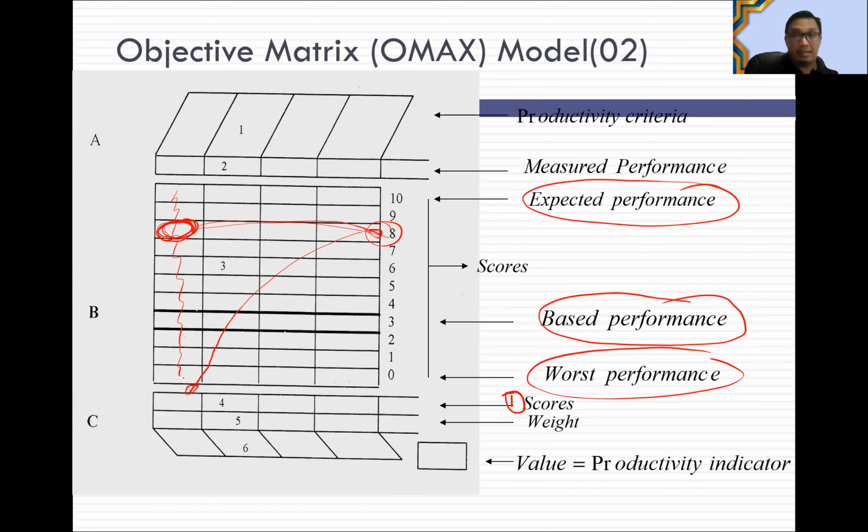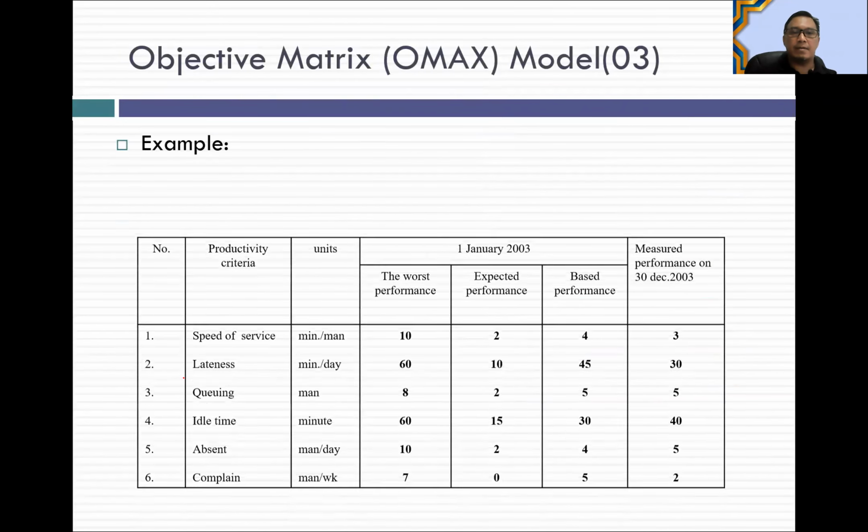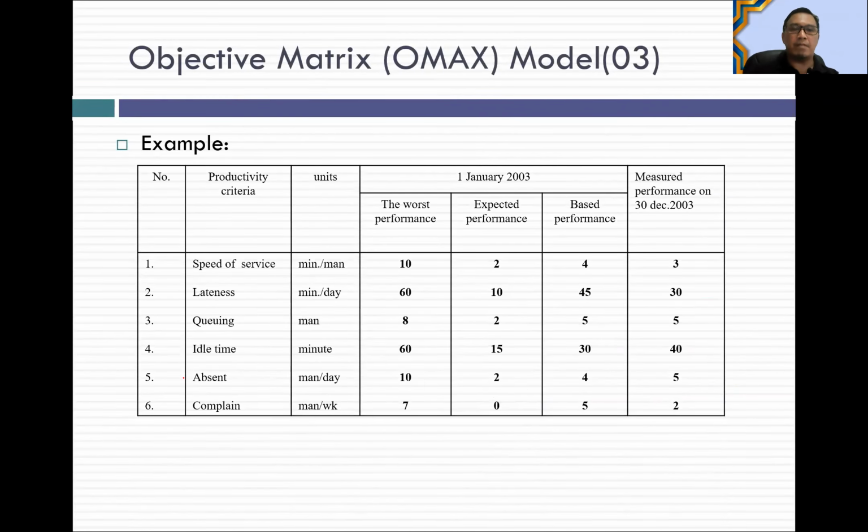And the weight is the weight for each productivity criteria, and the value or productivity indicator is the sum of the score for its criteria times the weight. So the example is like this.